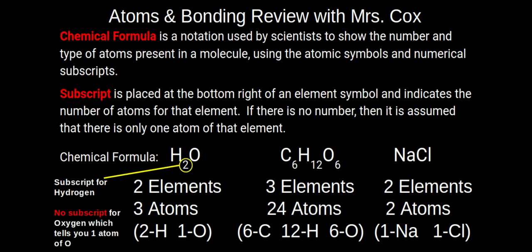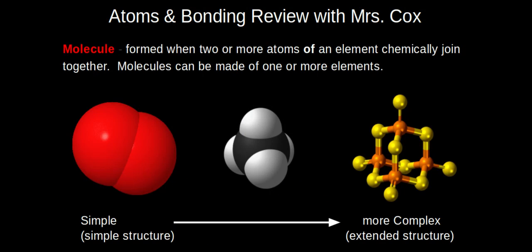C6H12O6, I see 3 elements, what you get from the periodic table, C, H, and O, and I see 24 atoms. I get 24 because I just add those subscripts. 6, 12, 6. Add them together, you get 24. NaCl, I see 2 elements, 2 atoms. There are no subscripts, so what I'm seeing is that sodium has 1 atom and chlorine has 1.